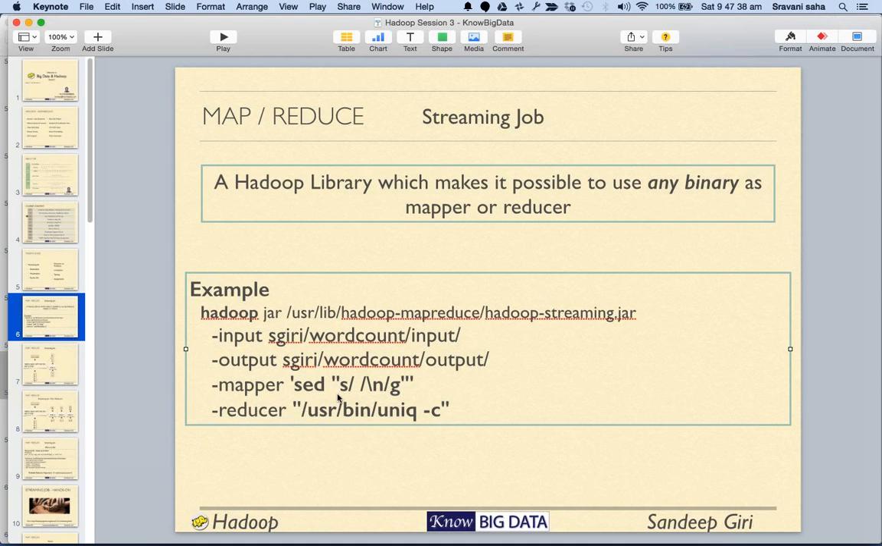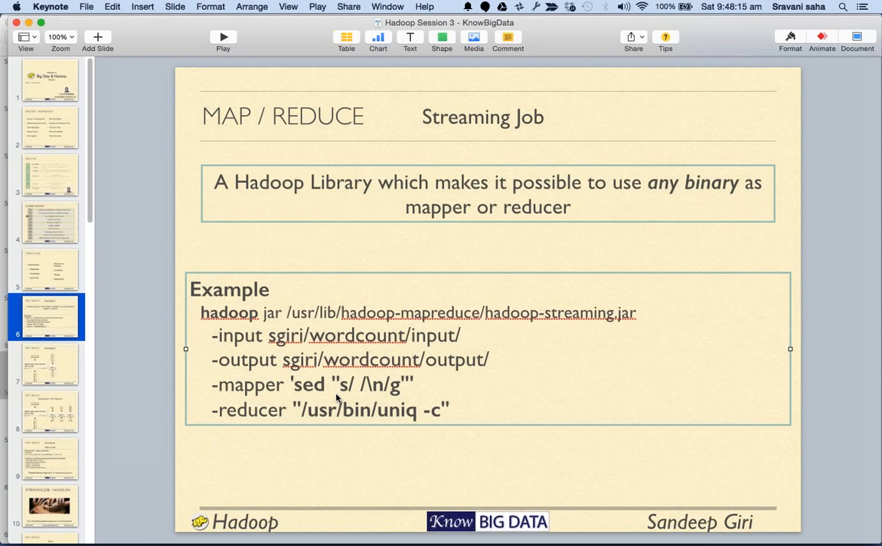All right, now there is something called a Hadoop streaming job. That is probably the easiest way of executing your mapper and reducer. It's a library which makes it possible to use any binary, any scripting language, or any program which can take input and give output. So Hadoop streaming can utilize any such binary program or script to run as mapper and reducer.